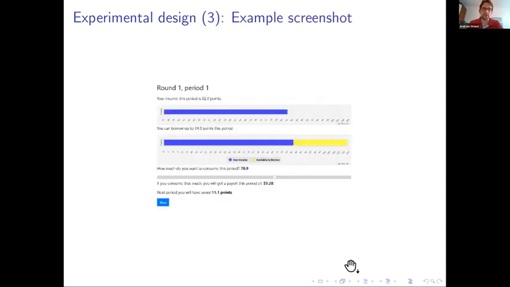This is an example screen. Sorry for the not so good resolution. So you're told, "Your income in this period is 82 points." This is also shown graphically. Then you're told about how much you can borrow. And then you have a slider and you can decide how much to consume. And you know how much you save for the next period and the dollar amount that you get.